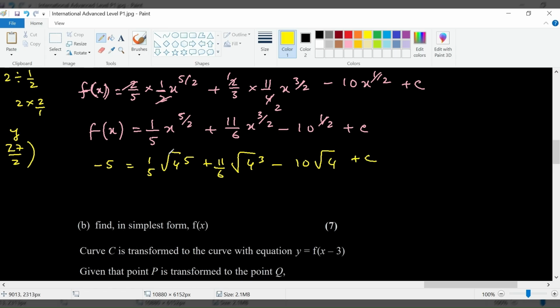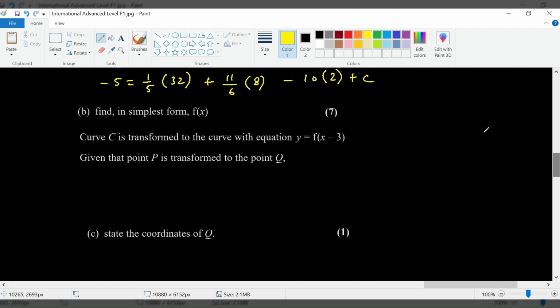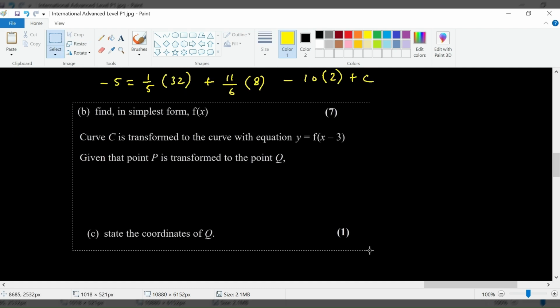As you can see, these are all simplifications of the above fraction. Now, when I take this as minus 5, this is going to be 4 to the power 5 divided by 5 is going to give us 32. 1 over 5 times 32 plus 11 over 6. This is going to give us 8, and minus 10. This is going to be a 2 plus c. Now further simplification will be done just below that.